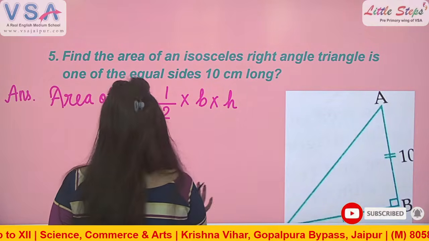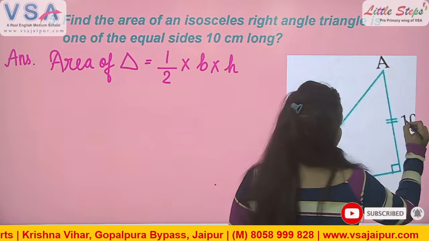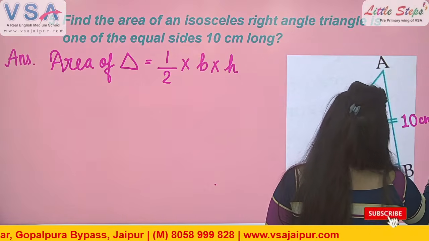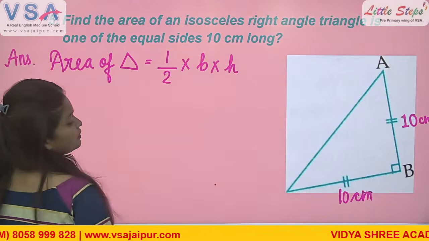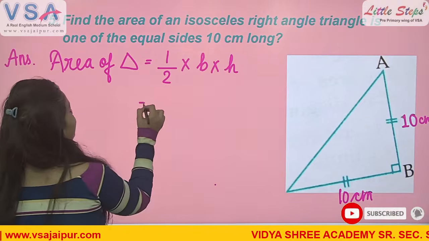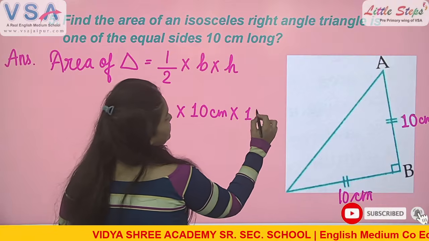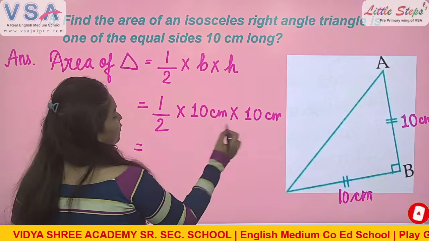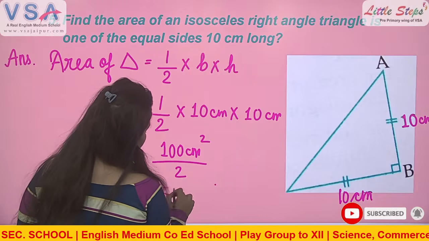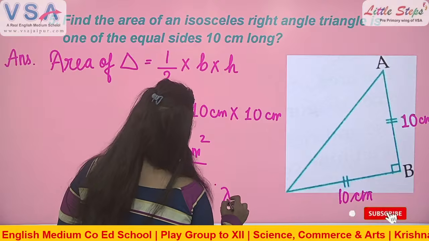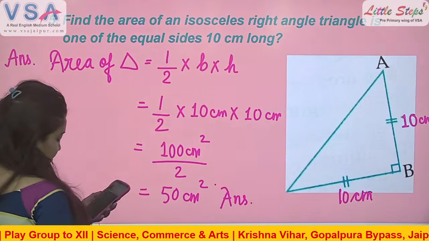So basically, from the figure, you will get to see there is one side given 10 centimeter and another side also given 10 centimeter. As you can see, this is base and this is height. Let's apply in the formula. Half multiply base multiply 10 centimeter multiply height 10 centimeter. Multiplying both the numbers, we have 100 centimeter square upon 2. 50 centimeter square is the answer. Area of triangle we have 15 centimeter square. Clear? Yes.